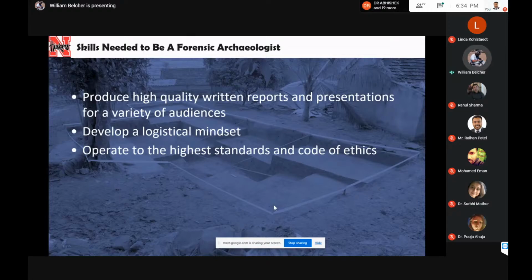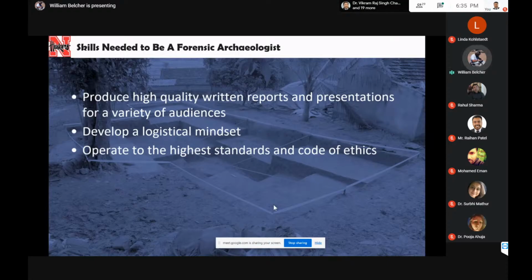And again, we want to operate to the highest standards. A big push in the United States now is to developing standards of recovery, as well as basic aspects of standards of forensic anthropological analysis, as well as operate with a code of ethics.